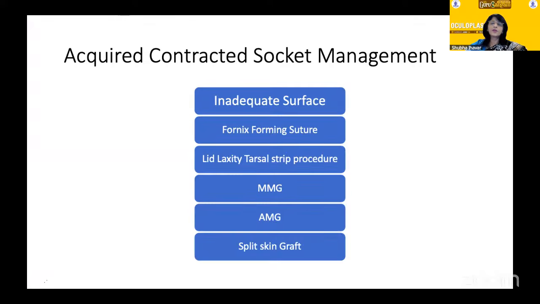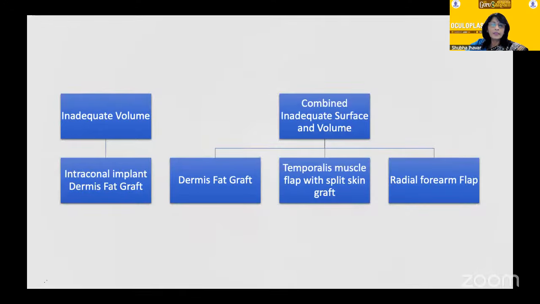Now, acquired contracted socket management we are going to look at. If there is an inadequate surface, then we can use fornix forming sutures, or you can use a mucous membrane graft or an amniotic membrane graft, or even if required, split skin graft. And of course, with lid laxity issues, you can use a tarsal strip procedure, or likewise to address the lid abnormality. Then if there is an inadequate volume, we need to replace it with an intraconal implant, or you can use a dermis fat graft. If there is a combined surface and volume deficiency, then you can use a dermis fat graft, as well as either a temporalis muscle graft or a radial forearm flap as well.